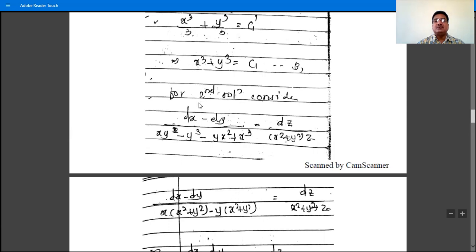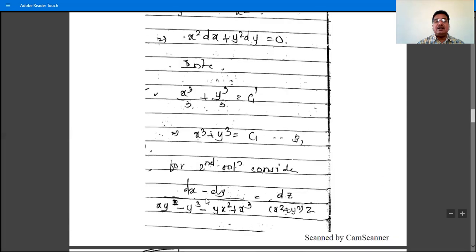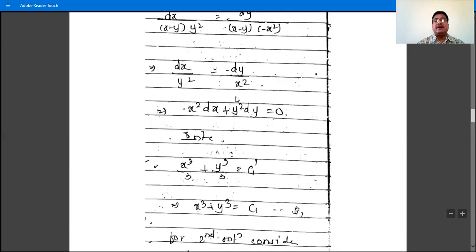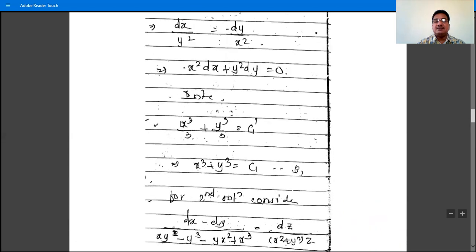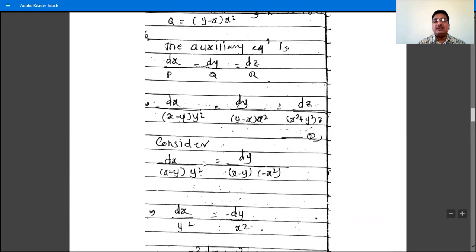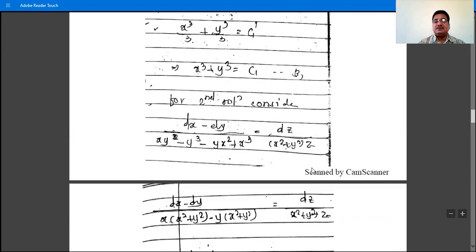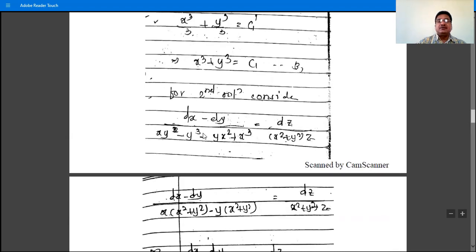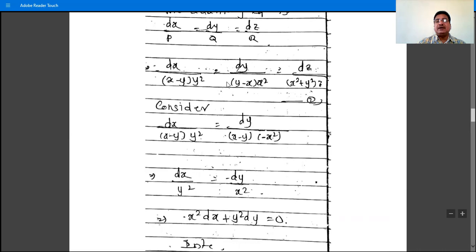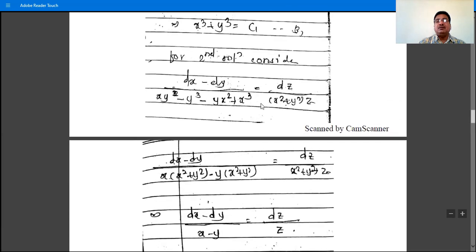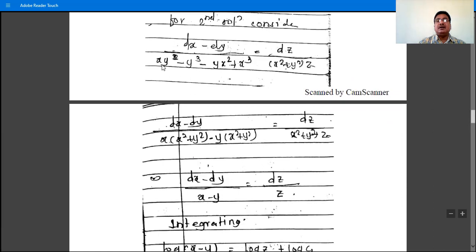Now we have to find the second solution. For the second solution, consider dx minus dy, choosing multipliers 1, minus 1, and 0. In the place of each ratio, consider the last ratio, dz divided by (x square plus y square) into z. So we have dx minus dy divided by x y square minus y cube plus x square y minus x cube, equal to dz divided by (x square plus y square) z.